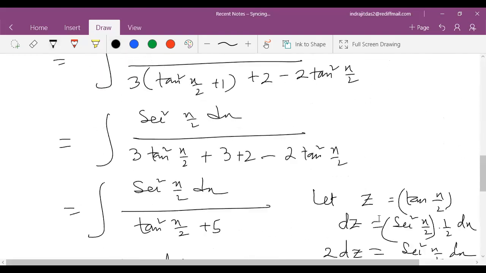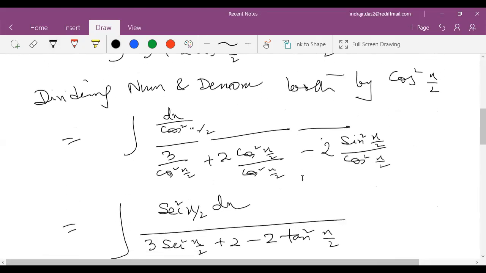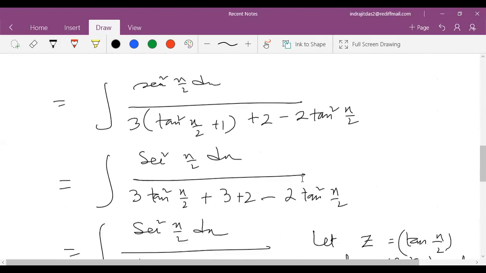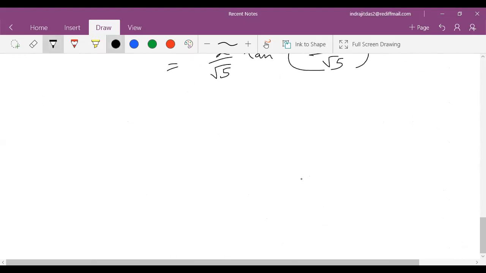So if you look at this problem again, the problem will be dx by 3 plus 2 cos x. Instead of that, it can be 2 sin x. So we'll write the same, 2 sin x by 2 cos x by 2. Then we will divide by cos square x by 2 to get sec square x by 2 in the numerator. And then we are getting tan x by 2, and then substituting and simplifying, we will get the standard formula as this. So this is one of the very important topics. So we have discussed some types of trigonometric integration.